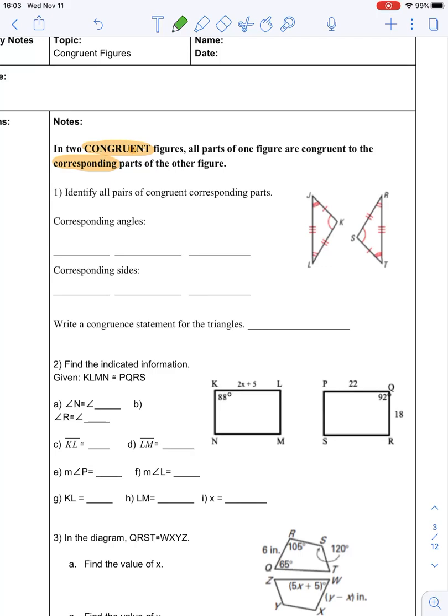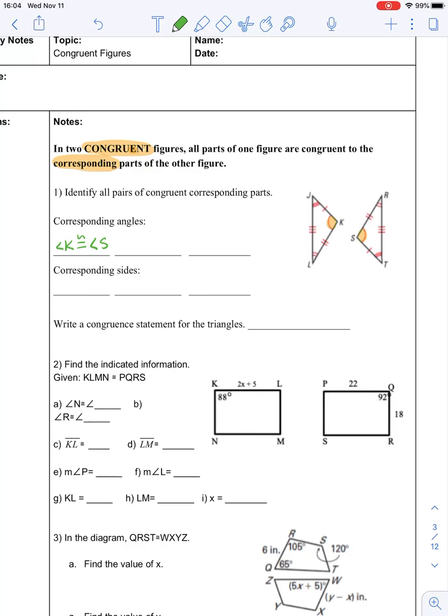Congruent means that they're the same size. Corresponding parts means that they're in the same location. So I want to go through these two triangles and identify all the congruent corresponding parts. So the corresponding angles. Angle K corresponds with and is congruent to angle S. You can see right here, angle K is marked with 1 mark and angle S is marked with 1 mark. So those are congruent to each other.